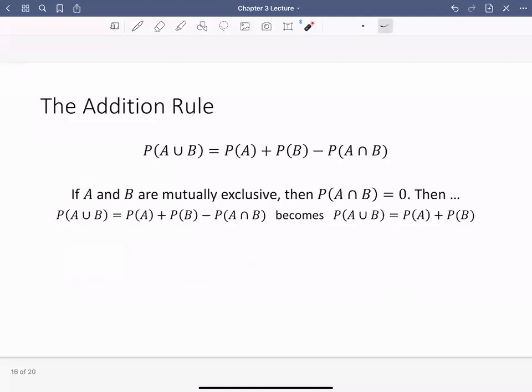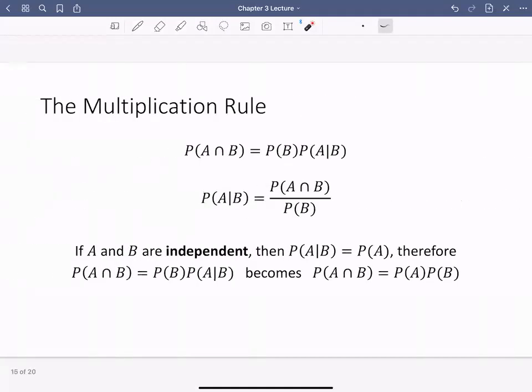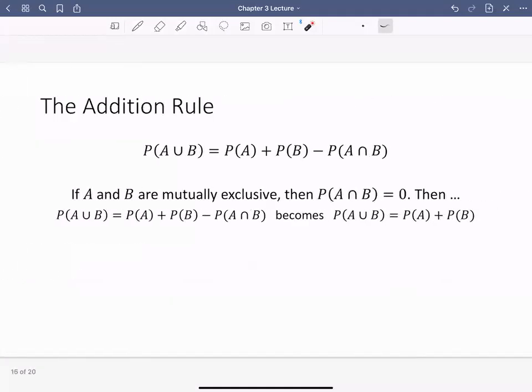Addition rule. The addition rule is the OR, right? Multiplication is the AND. The addition rule is the OR. What's the probability of A or B happening? Well, it's the probability of A plus the probability of B minus the intersection. Why is that? Because I don't want to count them twice.